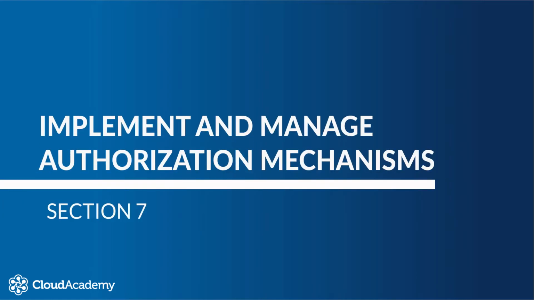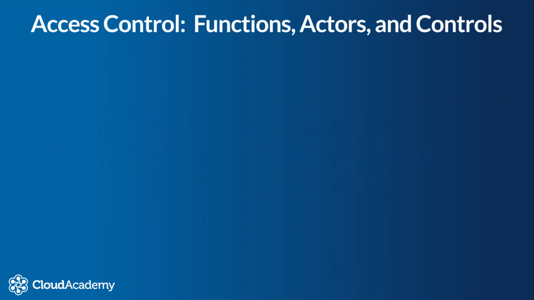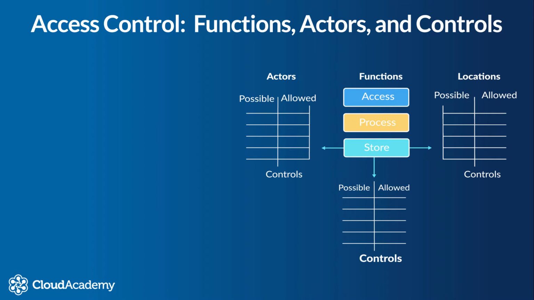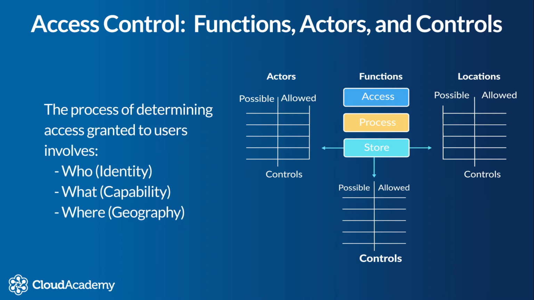We're moving into Section 7, where we're going to look at the implementation and management authorization mechanisms. So the access control functions that you see here outline three essential qualities and entities. First, we have functions, we have actors, and we have controls. And for this, it gives us these three things: the who, the actors; the what, the capability or functions; and the where, or from where, the geography of locations.